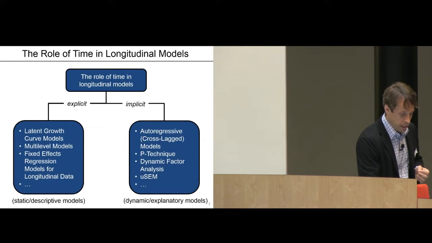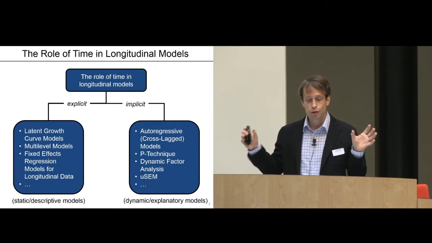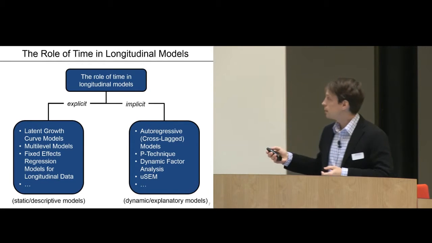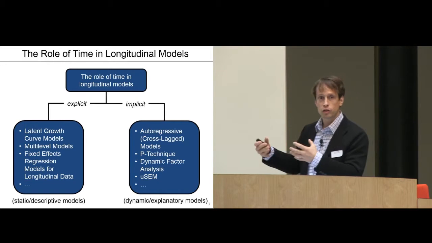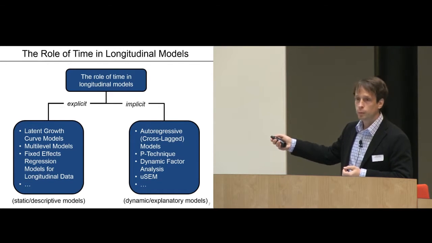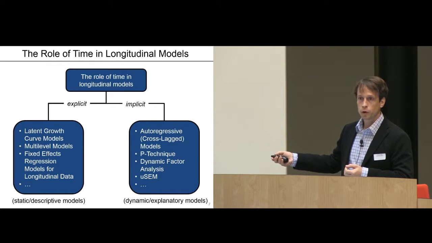So depending on the role of time in longitudinal models, we can at least very roughly distinguish between two broad classes. On the one hand, the class of models where time is considered explicitly as a predictor, as a causal variable in our model, as is the case in growth curve modeling, multi-level modeling, and so forth. And here I speak of static or descriptive models.